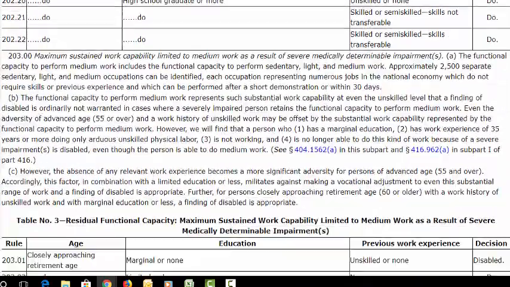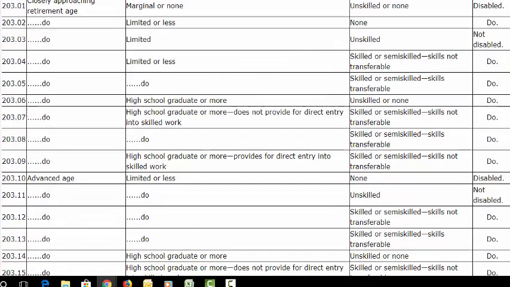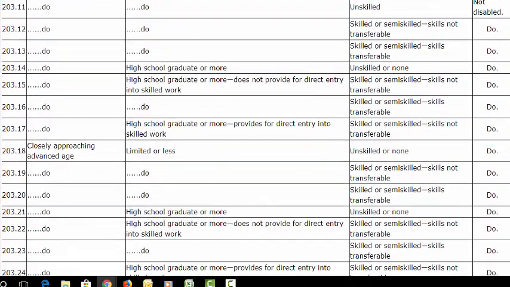And then if you scroll down here and you look at closely approaching advanced age, and this is medium work, then if they can do medium work and they have limited or less education, unskilled, then they are not disabled.